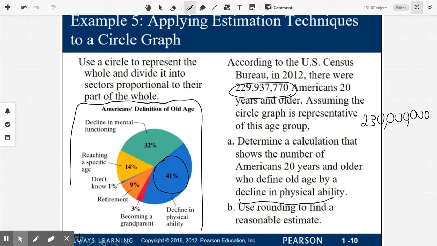And I need to find, that's 41%. I'm going to use 40% as an estimate. That's pretty close. So if I multiply the percentage, 40% times that, that's probably going to give me a good estimate on how many people think that a decline in physical ability is what makes somebody old, right?